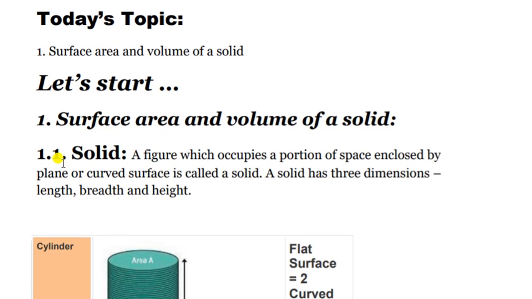For any kind of solid shape, you will get three dimensions, and it must be a closed figure: length, breadth, and height. So it's written here: a figure which occupies a portion of space. A solid always occupies space. It is a necessary condition for any solid shape. Clear? And a solid shape has how many dimensions? Three dimensions: length, breadth, and height. Is it clear? And I have taken a few examples here.